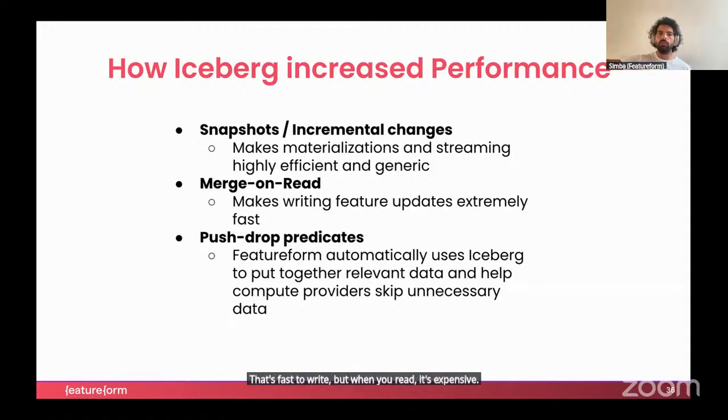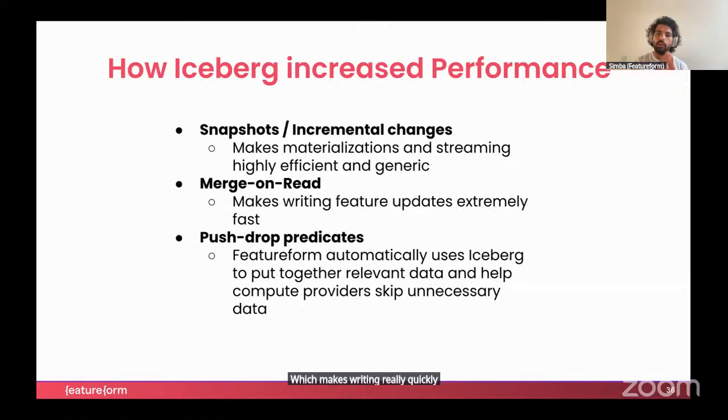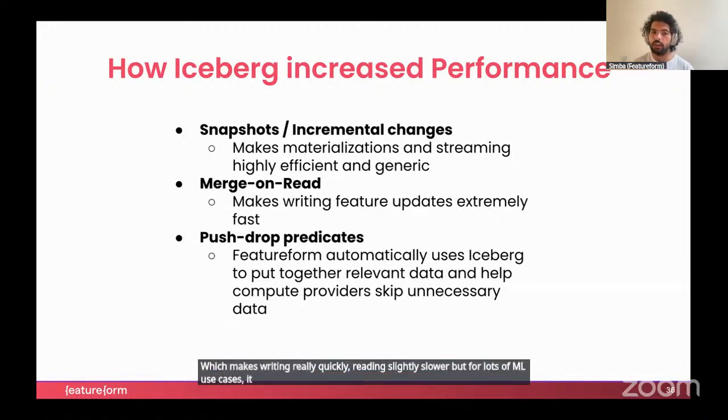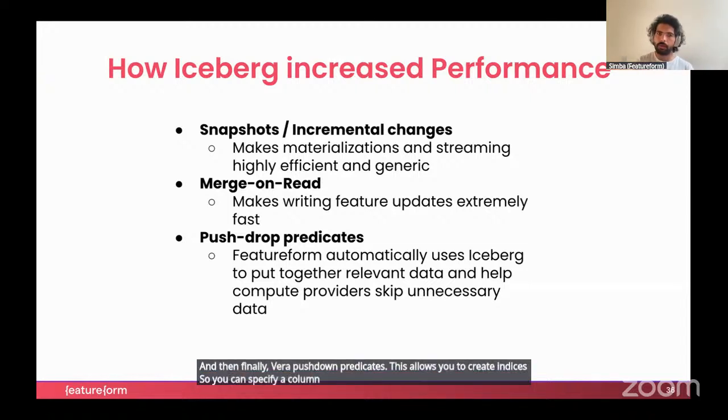So what it will do is when it reads, it will actually squish those files back together, which makes writing really quickly, reading slightly slower, but for lots of ML use cases, it's actually what you prefer. And then finally, there are pushdown predicates. This allows you to create indices. So you can specify a column as an index and sort by it, kind of like how you would a typical table in the database.